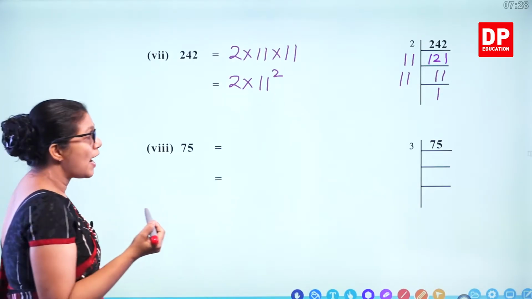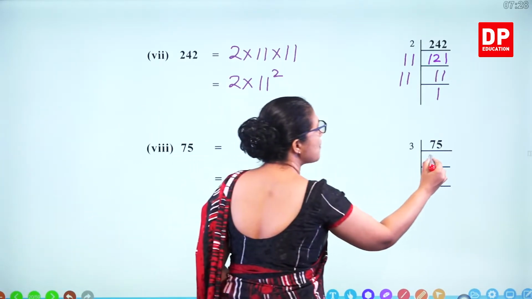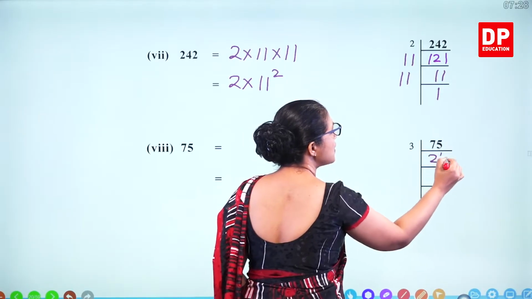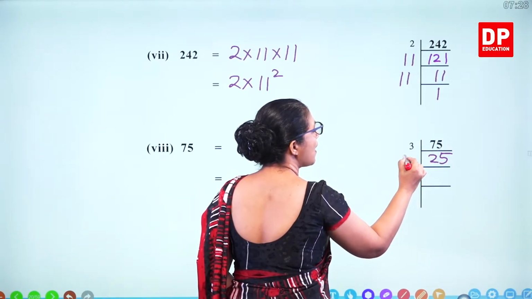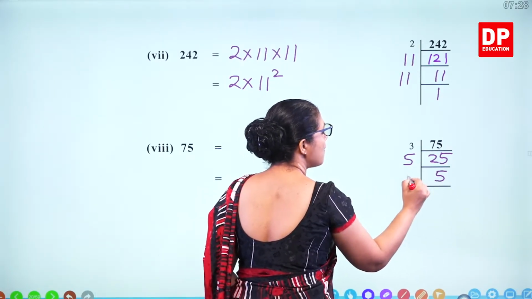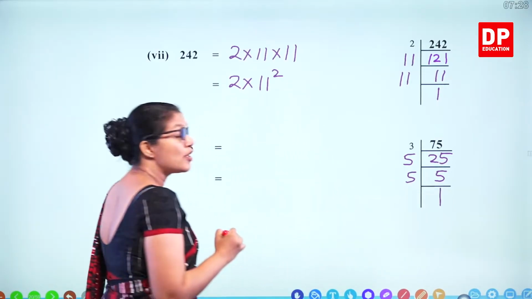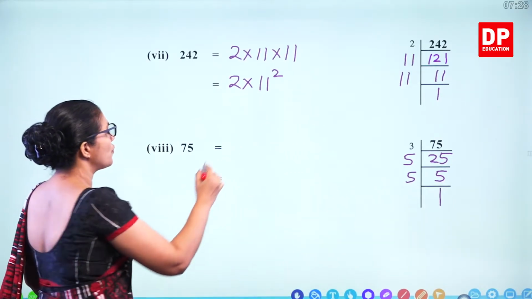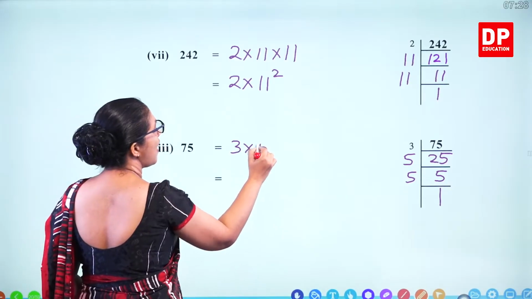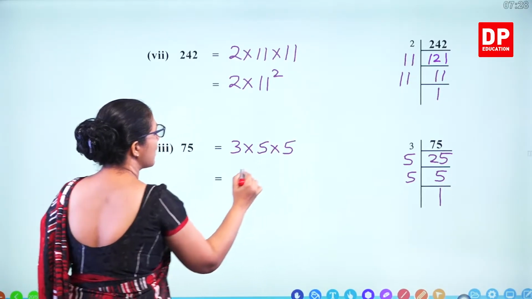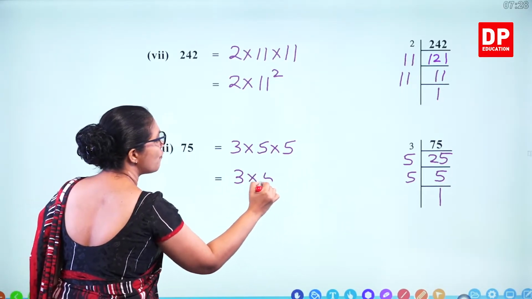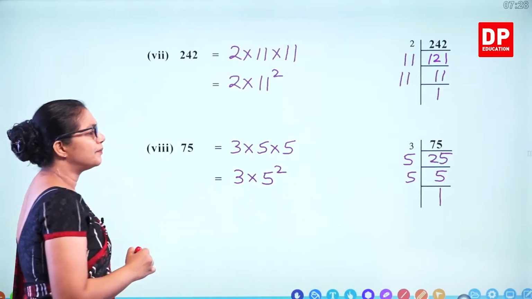75. You can divide by 3. 3 times 2, 6, and for 15, that's 5. Divide by 5 again, 5. Divide by 5 again, you get 1. So 3 times 5 times 5, you can write as 3 into 5 squared.